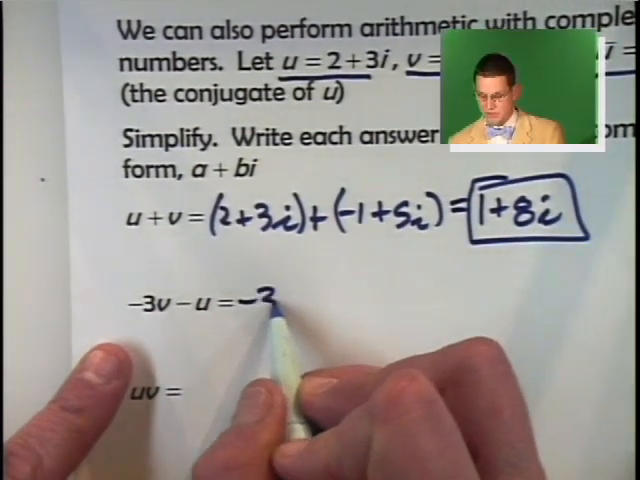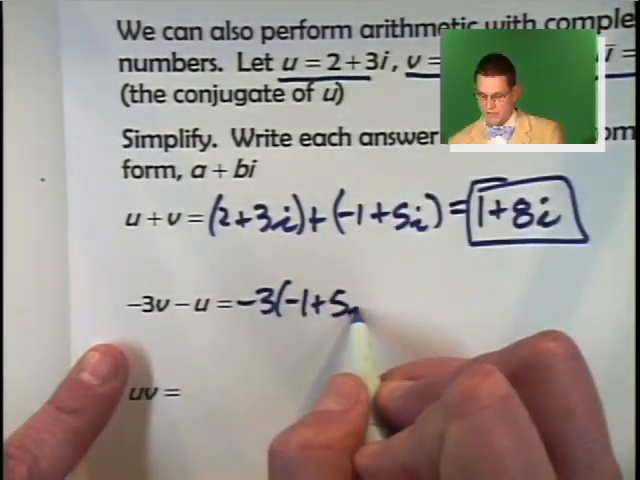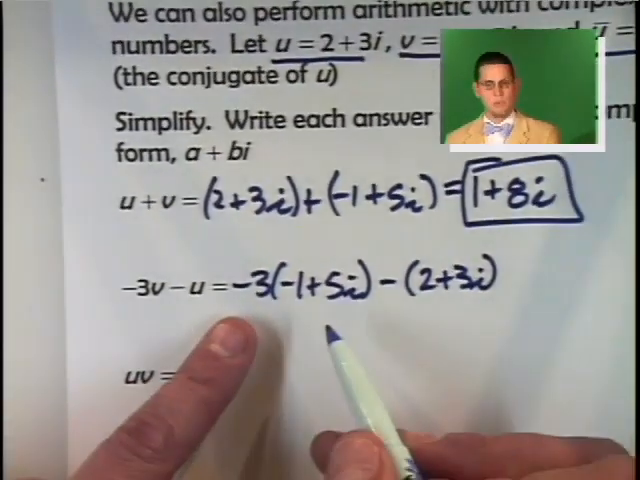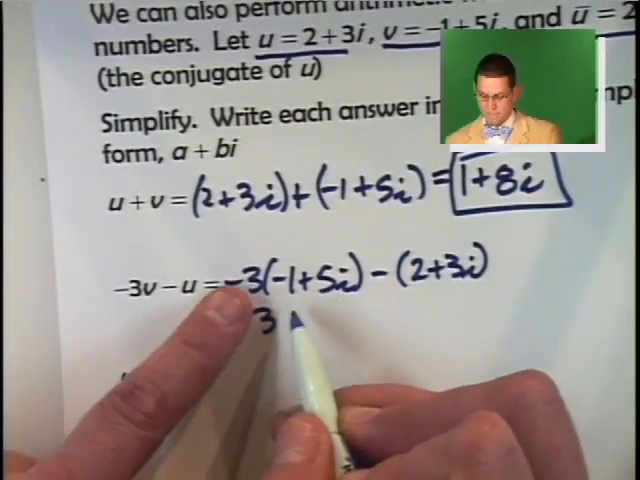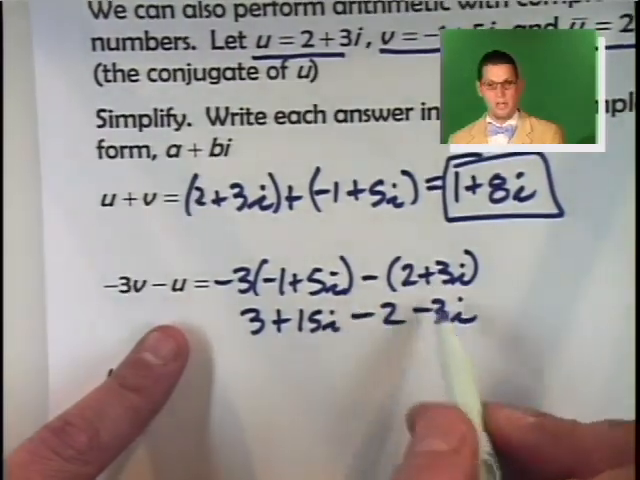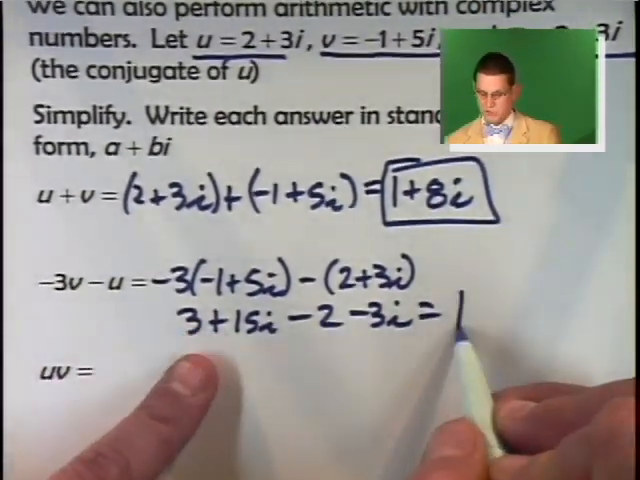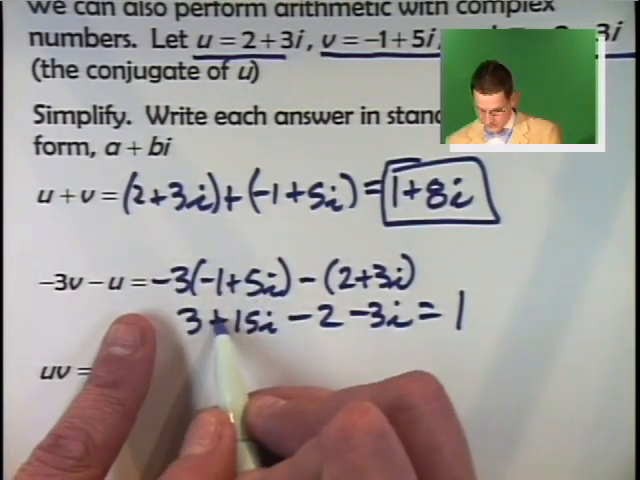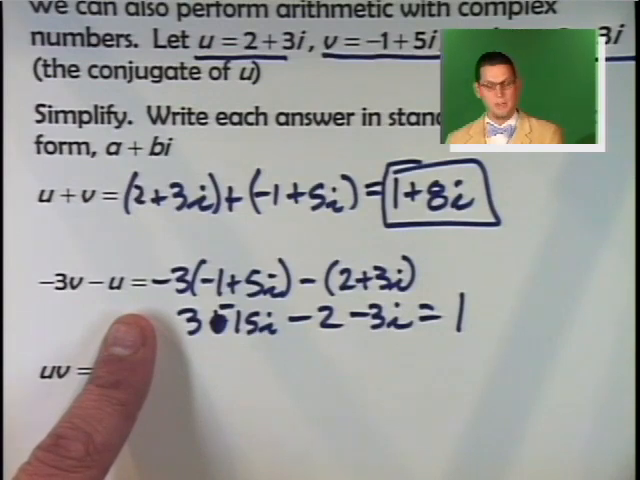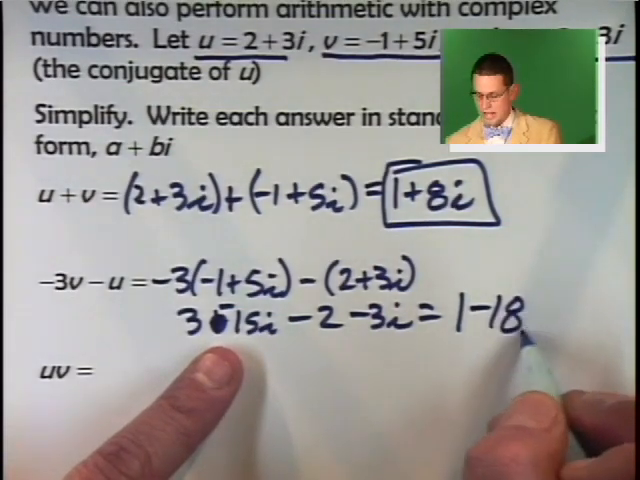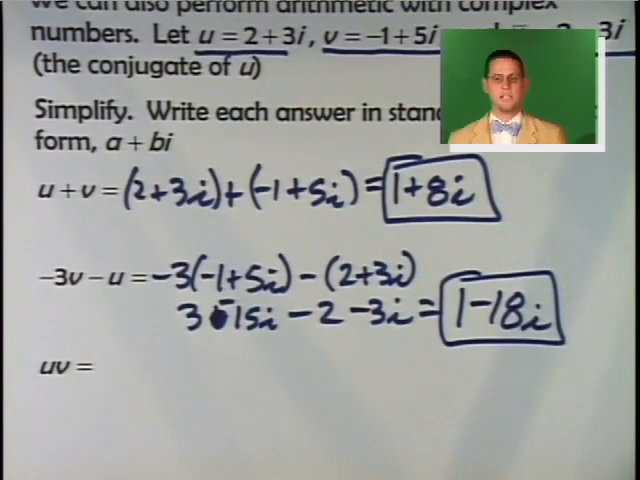So negative 3v is going to be negative 3 times V, which was -1 plus 5i, minus U. So what we're going to do is distribute. We get a 3 plus 15i minus 2 minus 3i. Distribute the negative. And now again we can add like terms. 3 minus 2 is 1. And 15, ooh, I missed something here. Negative 3 times positive 5. Whoops, that's a negative. Going too quickly, you can make careless mistakes. All right, so that's a negative 15 minus 3. That's going to be a negative 18i.